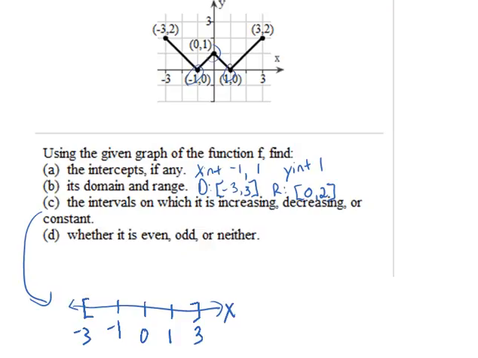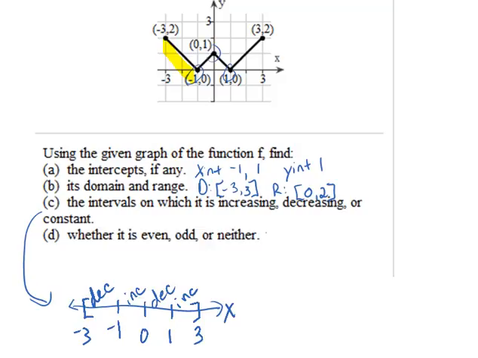So from -3 to -1, the y values are getting lower, so we say that the function is decreasing. From -1 to 0, you can see that the function is increasing. For x values from -1 to 0, the function is increasing. For x values from 0 to 1, the y values or the function values are getting lower, so that's decreasing. And then for x values from 1 to 3, the y values are increasing.